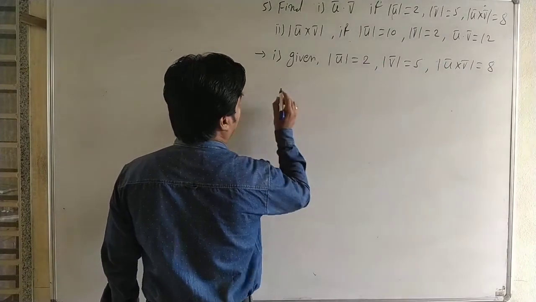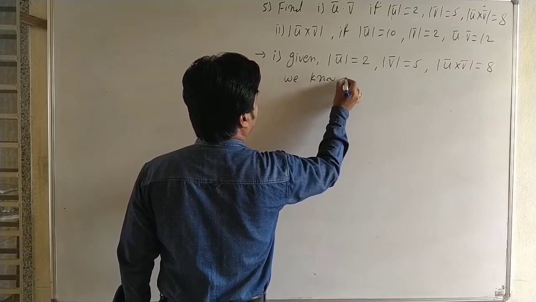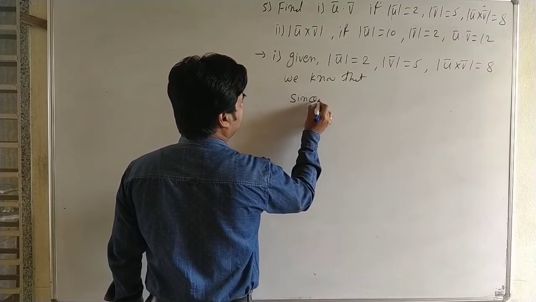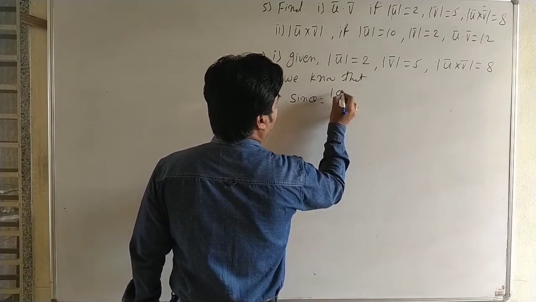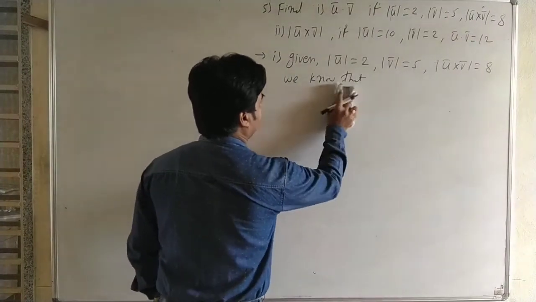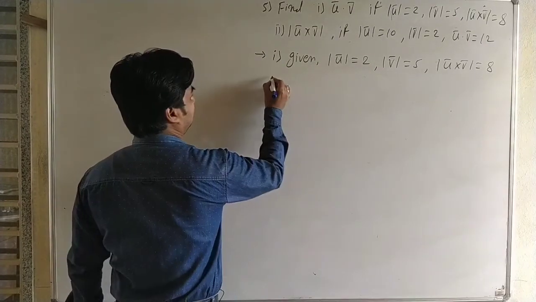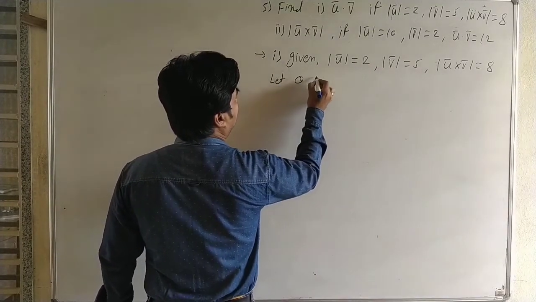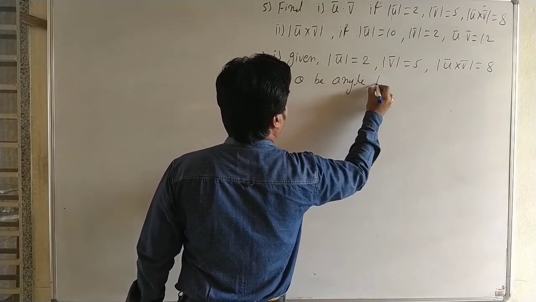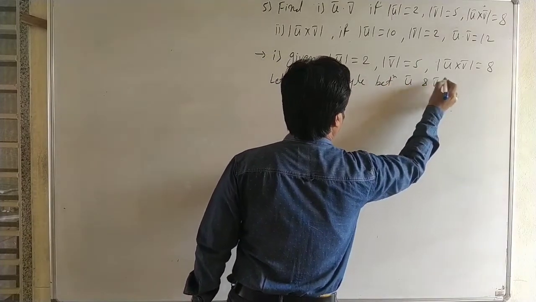Okay, now it is given, then we know that sin theta is equal to... here theta is the angle between u bar and phi bar. First we take, let theta be the angle between u bar and phi bar.